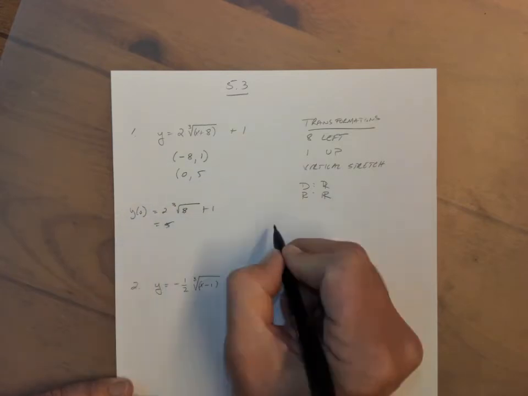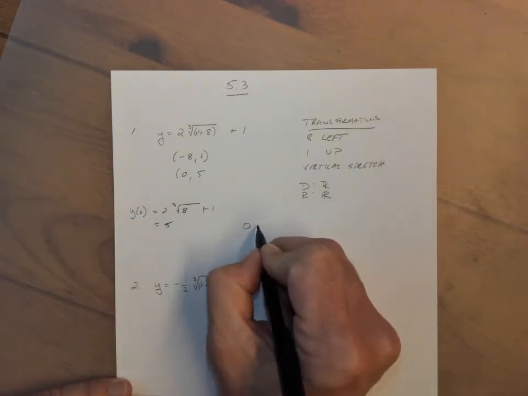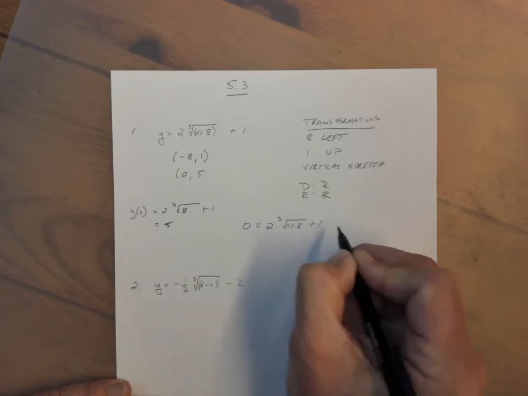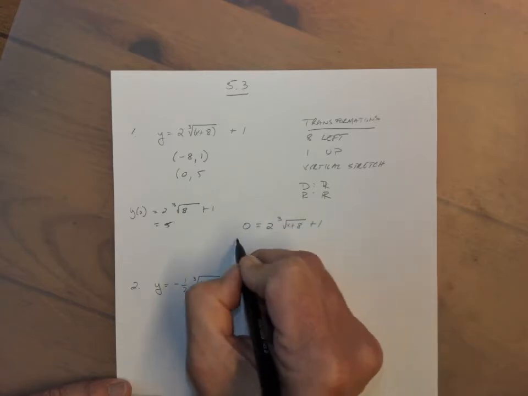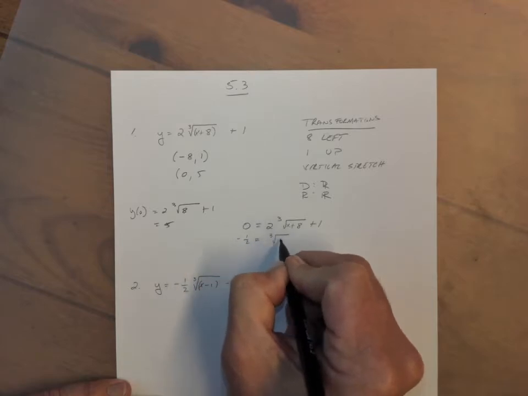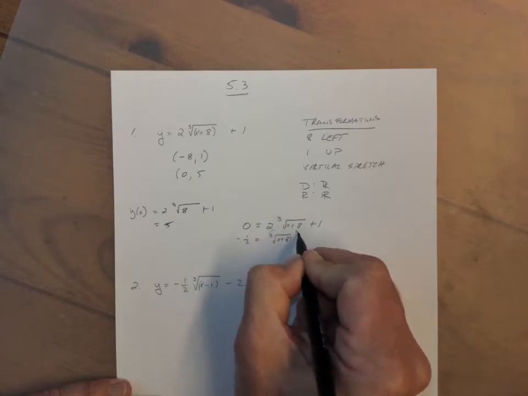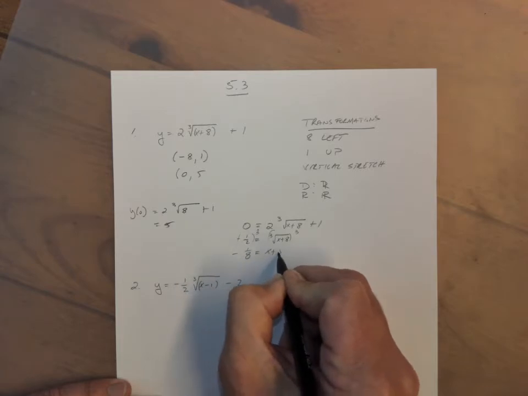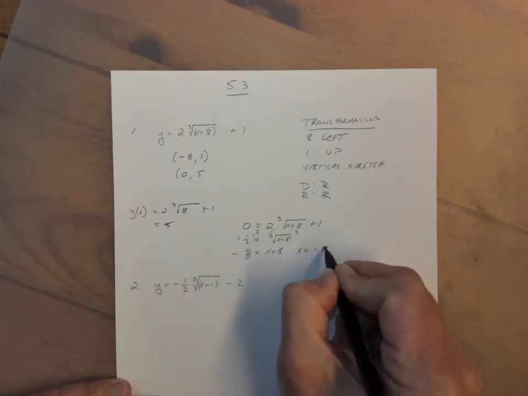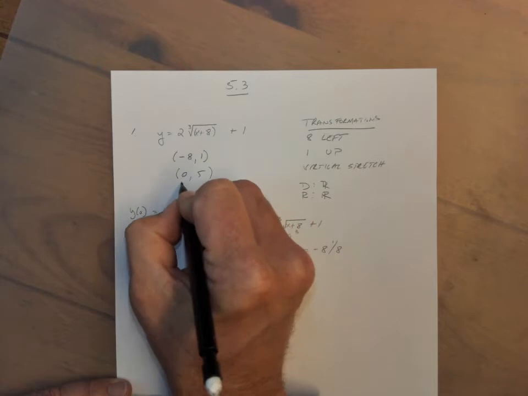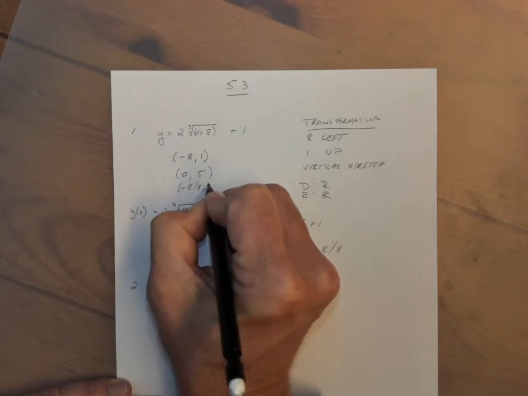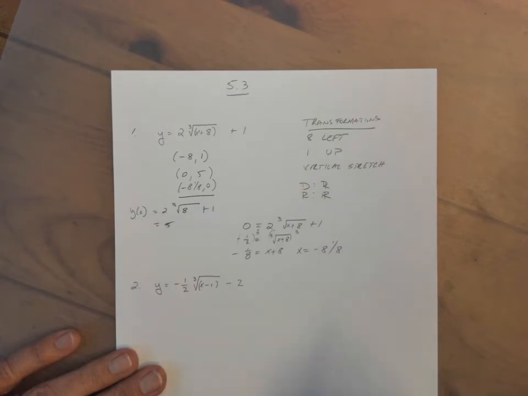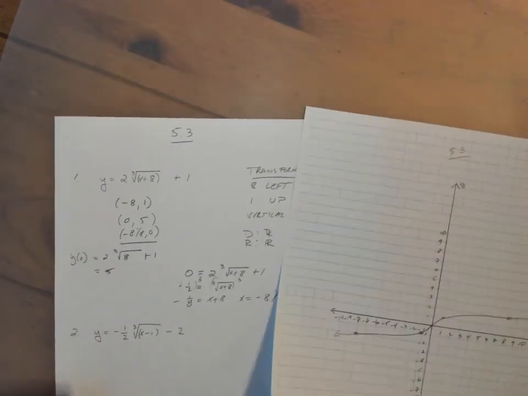And then I'm going to try to find the x intercept by substituting 0 in for y, subtract 1, divide by 2. Cube both sides, we get negative 1 over 8 equals x plus 8. X equals negative 8 and 1/8. So not an integer, but it's a pretty good point. It's pretty close to negative 8 on our graph.